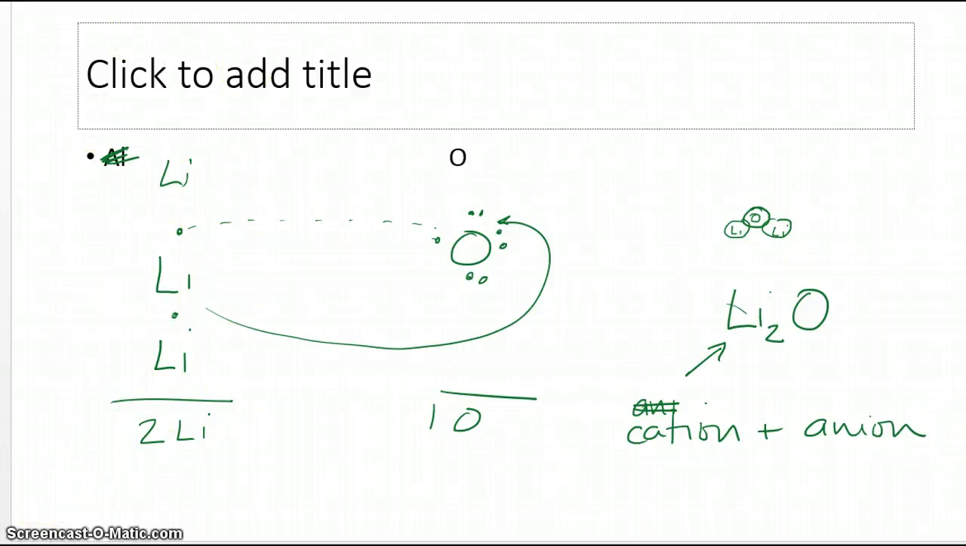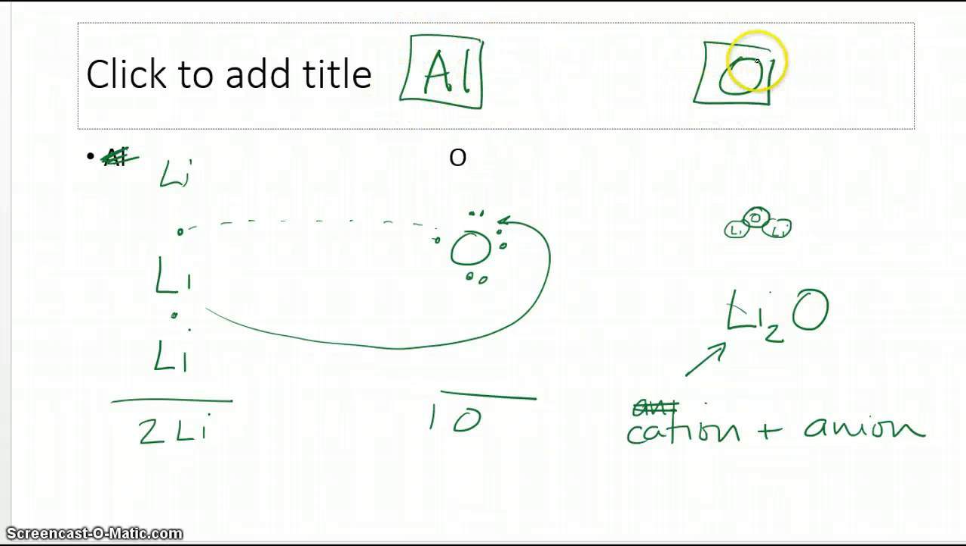So let's see if you can try a challenging one. The next one being, let's get a new slide. Try now one that is aluminum and oxygen. See how you would bond those together. That will end our lesson.